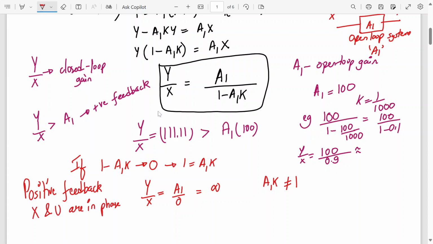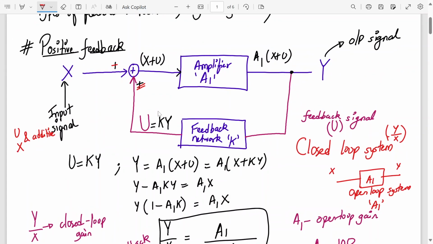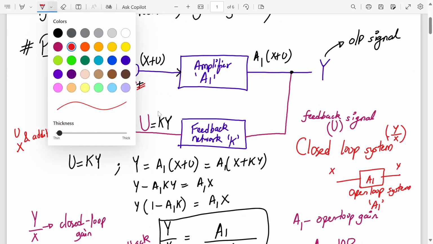In phase matlab both are positive, both are getting added. And secondly, what is the meaning of a positive feedback? When closed loop gain y upon x is greater than open loop gain a1. So these two are the conditions to determine whether it's a positive feedback. Okay? Understood everyone? Yes or no? Hello? Can you give me a feedback? Yes. Okay.